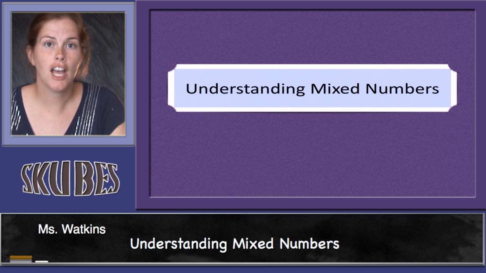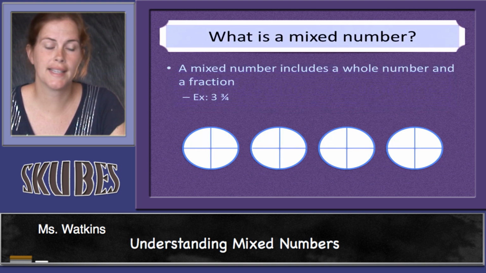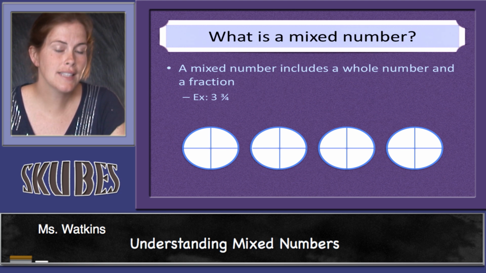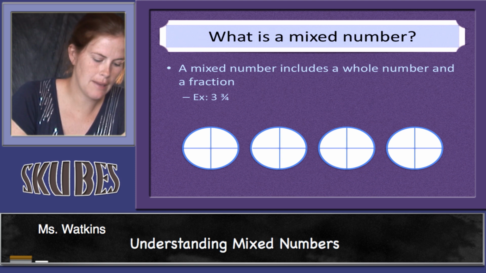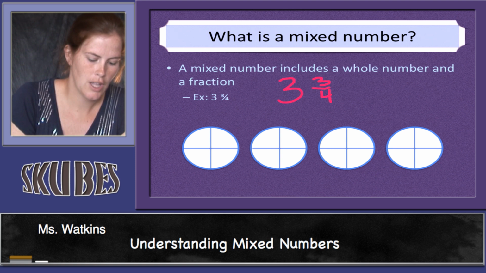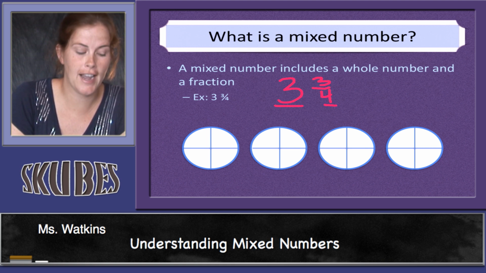Welcome to our lesson on understanding mixed numbers. What is a mixed number? A mixed number includes a whole number and a fraction. So right here I have an example of a mixed number, 3 3/4. The 3 represents our whole number and the 3/4 is our fraction.